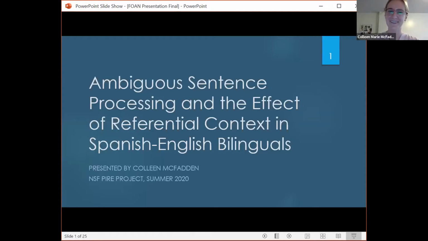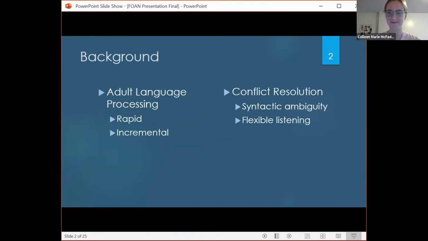So, like Julie said, I'm going to be talking about ambiguous sentence processing and the effect of referential context in Spanish-English bilinguals. Before I got into the specifics of my project, I wanted to establish a few key things that we already know about sentence processing.